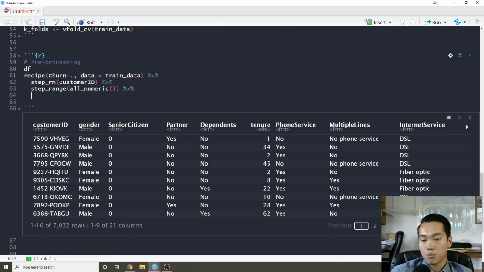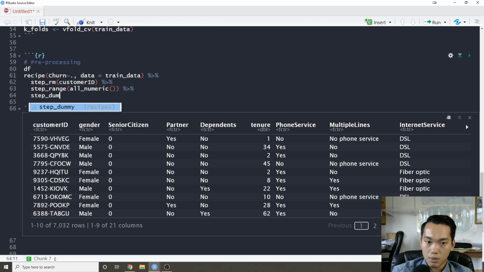I just did step range because then we'll know that it just converts it to a range of 0 and 1. You can obviously do step normalize or step normalize and boxcox. You can also do step center, step scale. But I figured step range was just kind of a thing to do. Definitely up to the modeler's discretion.